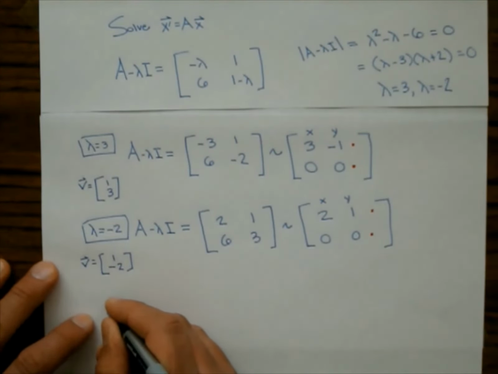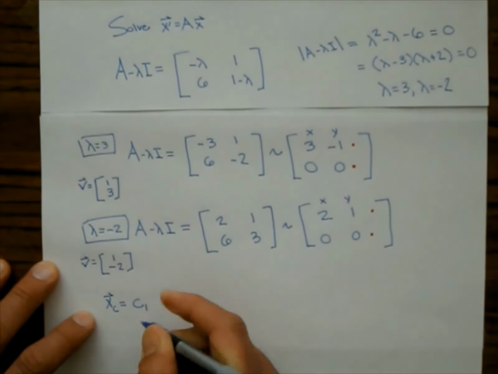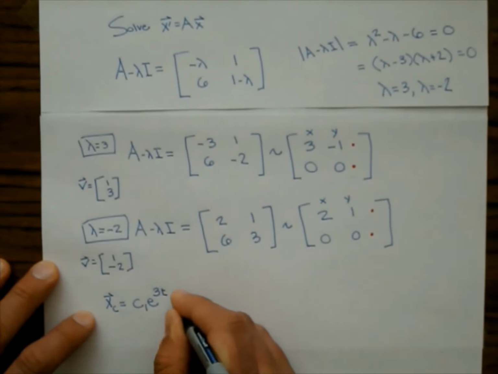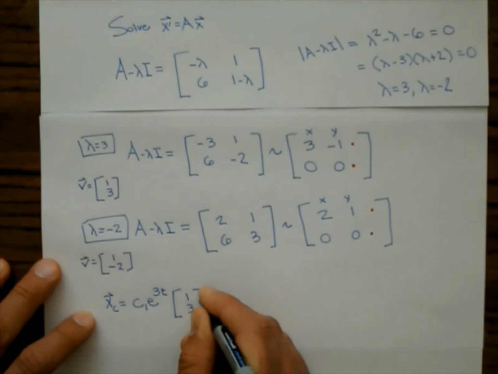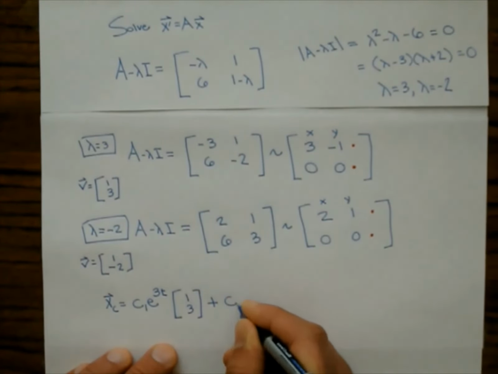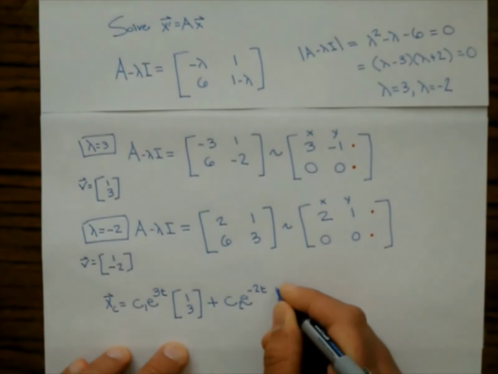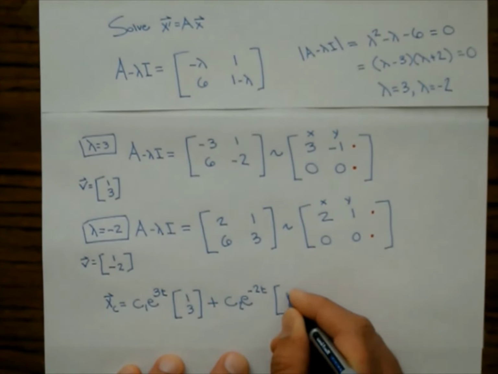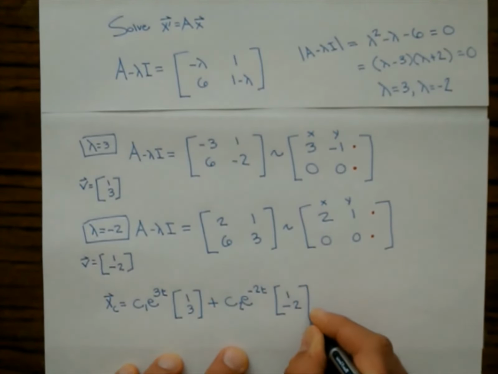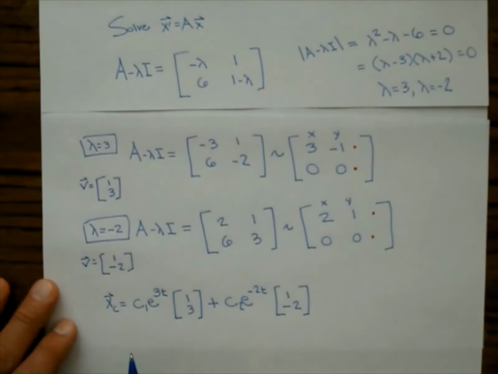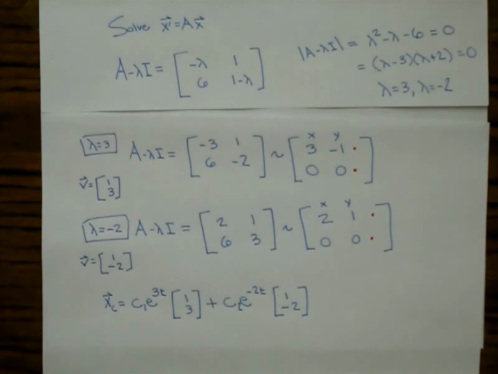So the complementary solution is going to be C1 e to the 3t times the eigenvector 1, 3, plus C2 e to the negative 2t, and the eigenvector here is 1, negative 2. So that's what we have there, and this solves the part of this, okay? So this is not the whole thing.